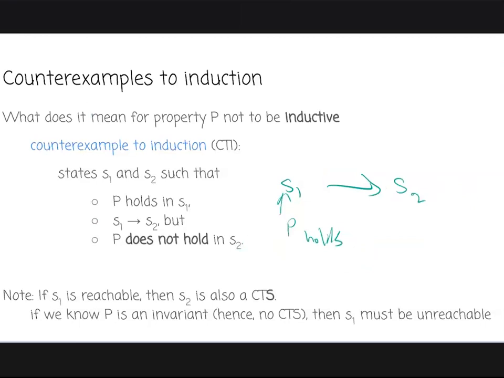This in and of itself is not reason to show that what we thought was our property is not an invariant. It just shows that we cannot prove it by induction. And here's another point to remember. If S2 is unreachable, and we have stepped into it in one step from S1, then that should mean that S1 is also unreachable. So if we find such a counterexample to induction, or such an S2 in a counterexample to induction, we can know that S1 should also be unreachable as well as S2.